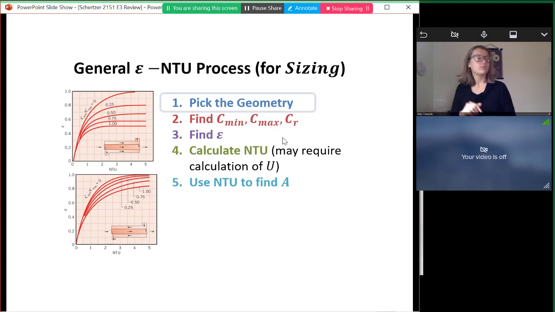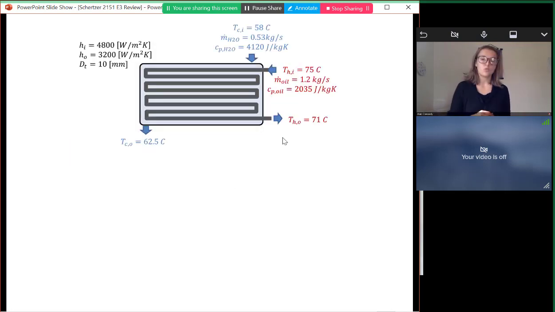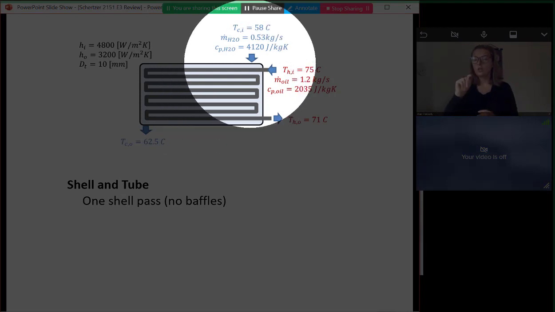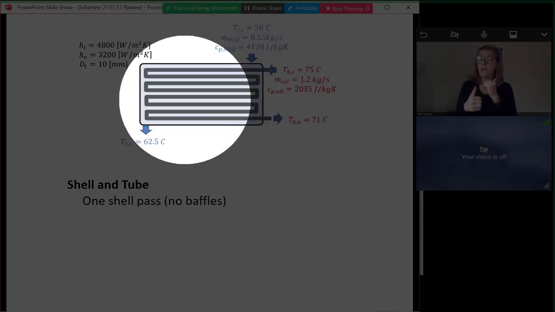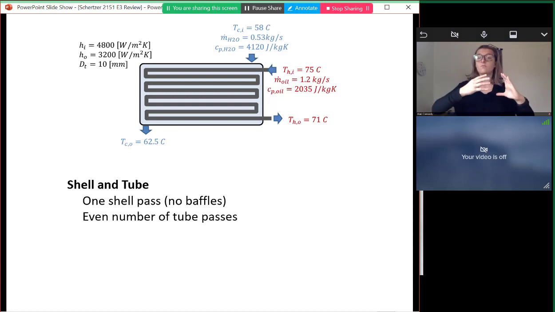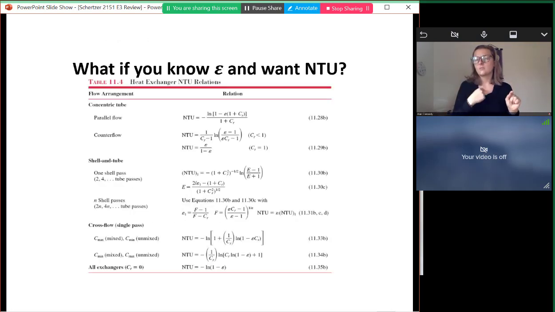So we're going to pick the geometry. Our geometry is a shell and tube heat exchanger. It's got one shell pass, which means that there are no baffles here, so the fluid in the shell isn't forced to snake back and forth over the tube bundle. It's got an even number of tube passes. When we did the example in class, we were told there were 8 tube passes. Here it just tells us there's some even number, so we don't know how many there are.